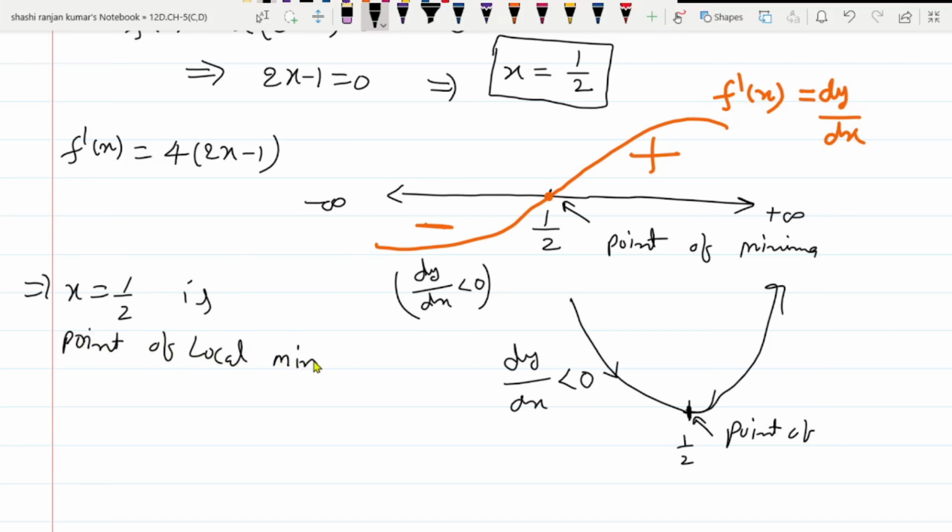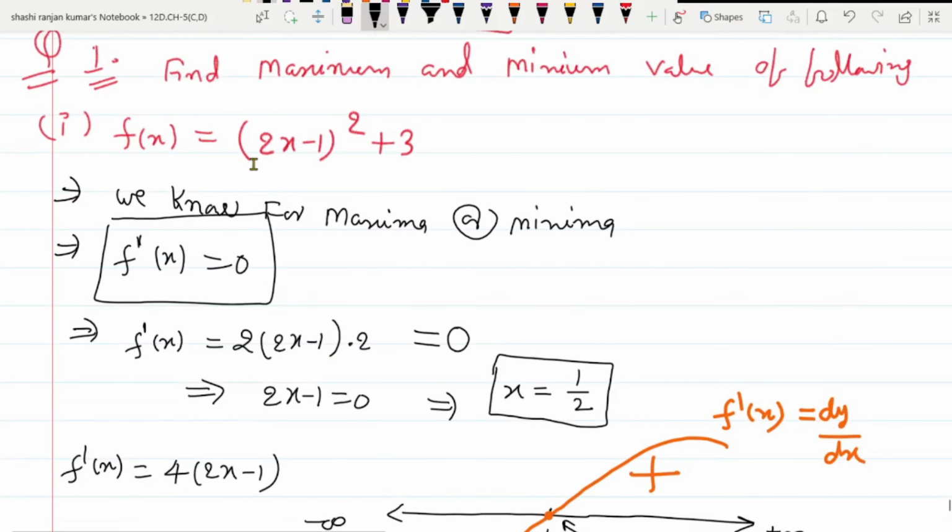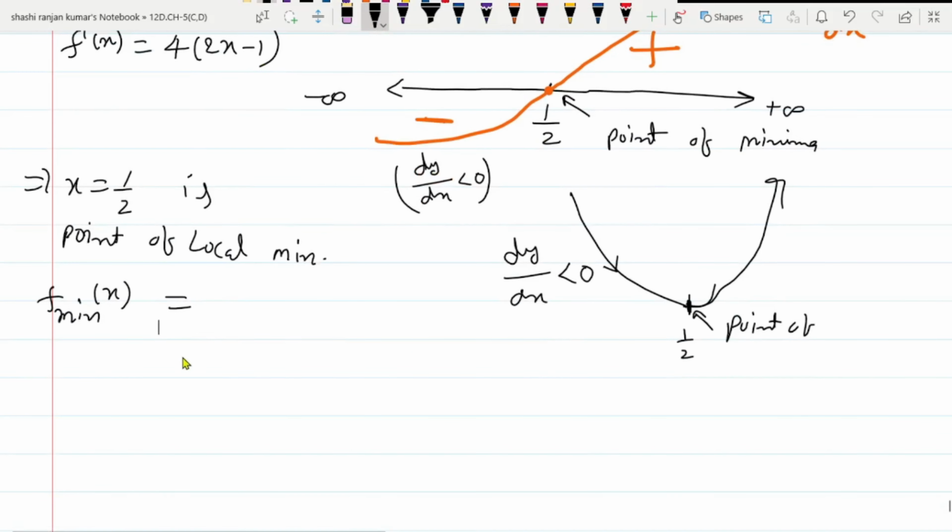So now find the minimum value. Easily, how can you get the minimum value of f? If you put half in your function, where is your function? This is your function: 2x minus 1 whole square plus 3. If you put half here, it will be 0. 0 plus 3, this will be 3 only. So the minimum value of this function is 3.